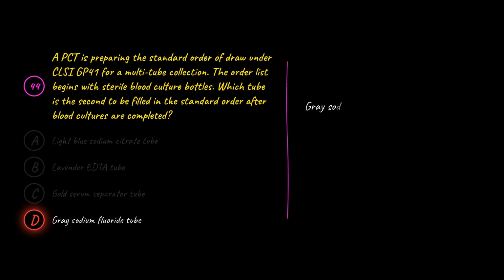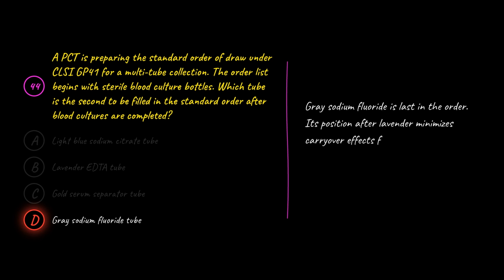D is wrong because grey sodium fluoride is last in the order. Its position after lavender minimizes carryover effects from the fluoride and oxalate, which can interfere with multiple chemistry tests if drawn earlier in the sequence.